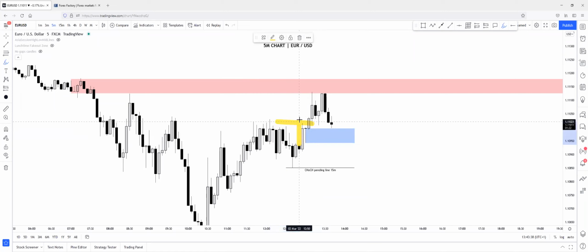Price reacted on this supply zone here. And from this demand zone, price broke above the supply zone and the structural high point, swept the liquidity from this region and created the supply tap. So this will be a right 5-minute demand zone.